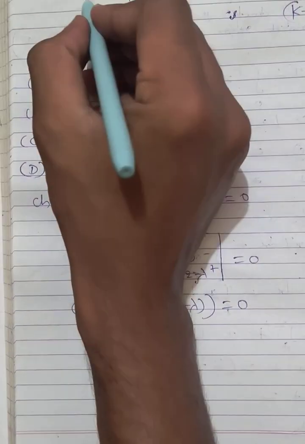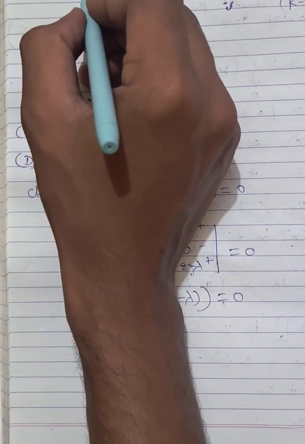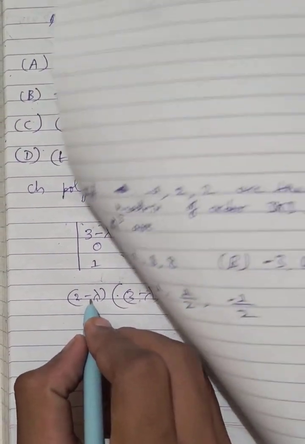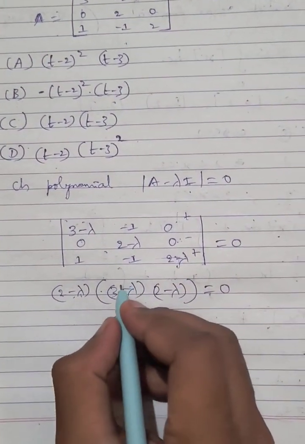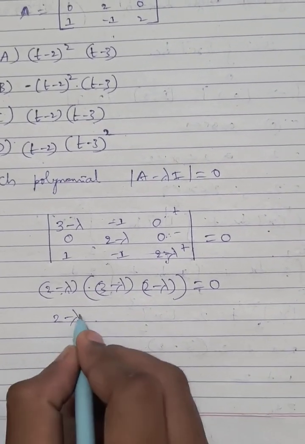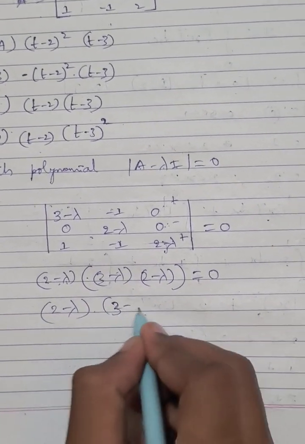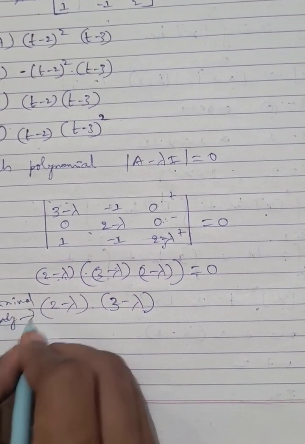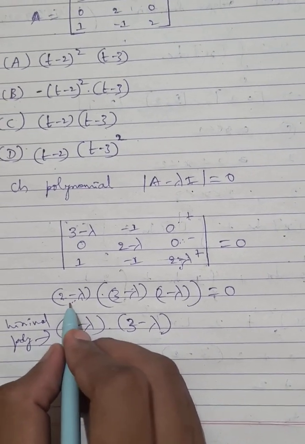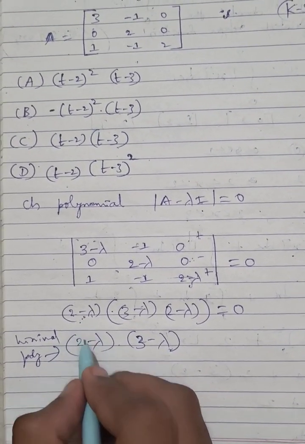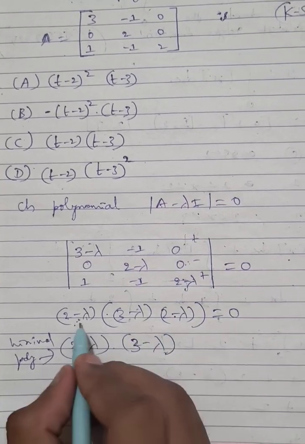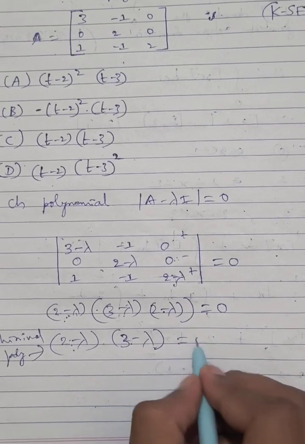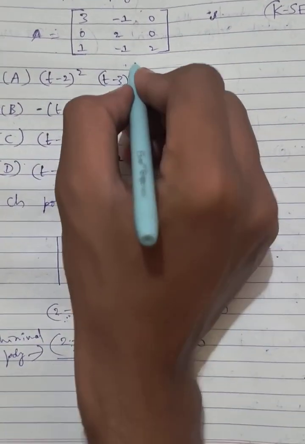For the minimal polynomial, we are asked to find the minimal polynomial. Minimal polynomial means we have to consider the repeated eigenvalue only one time. So 2 minus lambda, 3 minus lambda. Here 2 is the repeated eigenvalue, repeated 2 times, so consider it only one time. 3 also one time. This is the minimal polynomial of the given matrix.